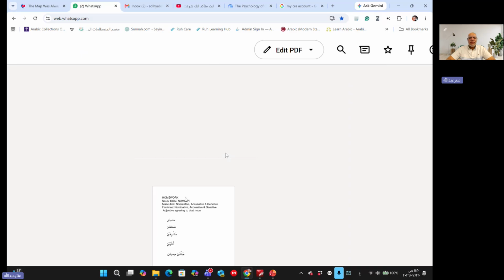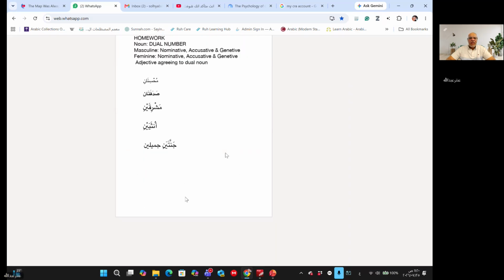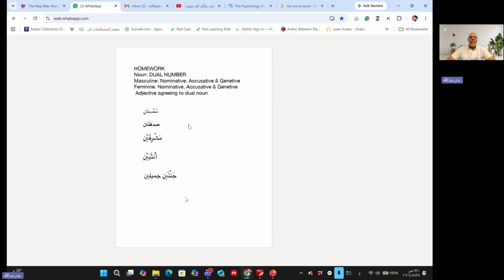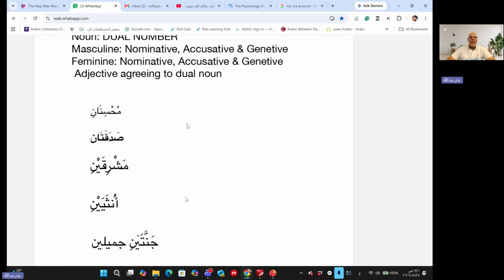Okay, I don't know who this is. But we have محسنان, that's good. صدقتان, but they just need to give us the source. No, just tell me which ayah this is, because we said we have to get that from the Quran, right?